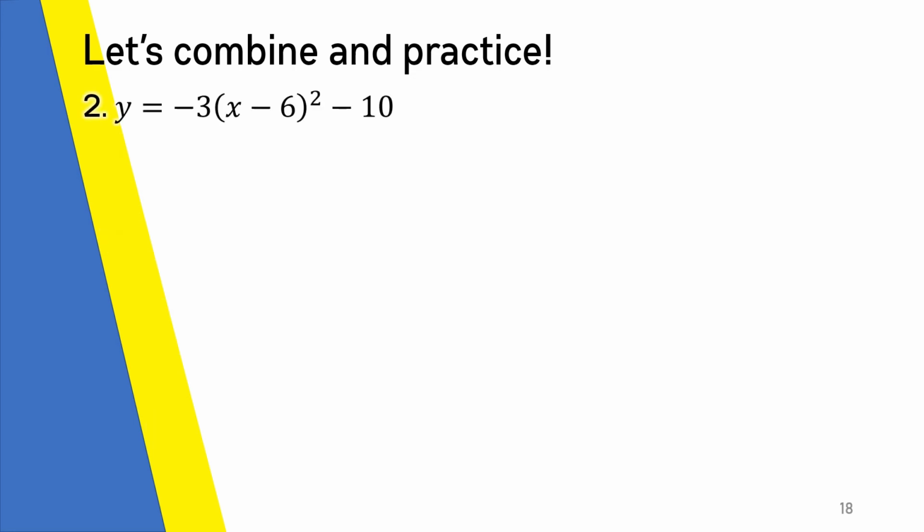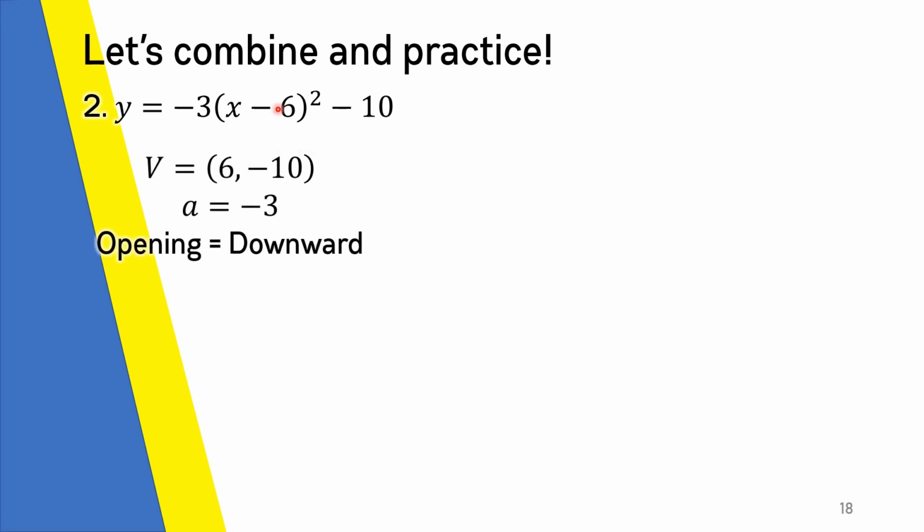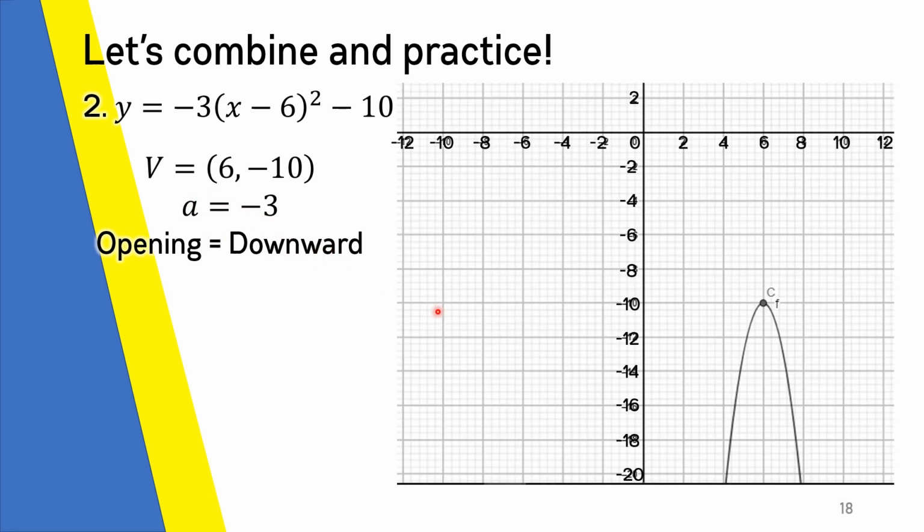Let's have the second one. So we are now y is equal to negative 3 times x minus 6 squared minus 10. Again, the vertex will be 6 since this is already a negative part of the formula. Then we have here negative 10, and a is negative 3, so the opening is downward since a is negative. So here is the function. As you can see, the vertex is 6, then negative 10, and it goes downward.